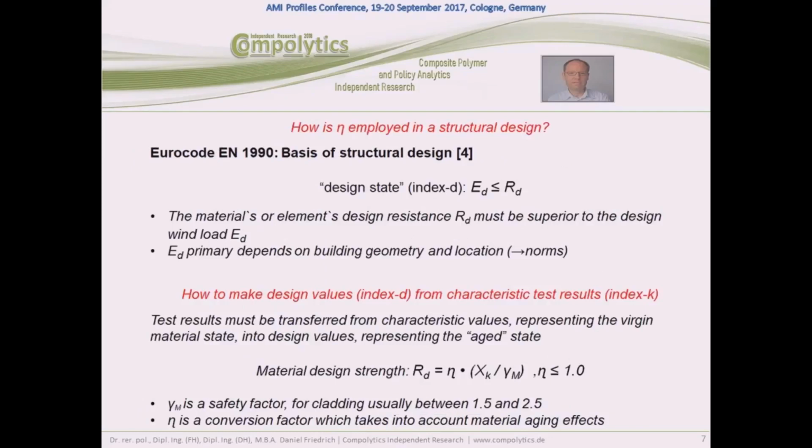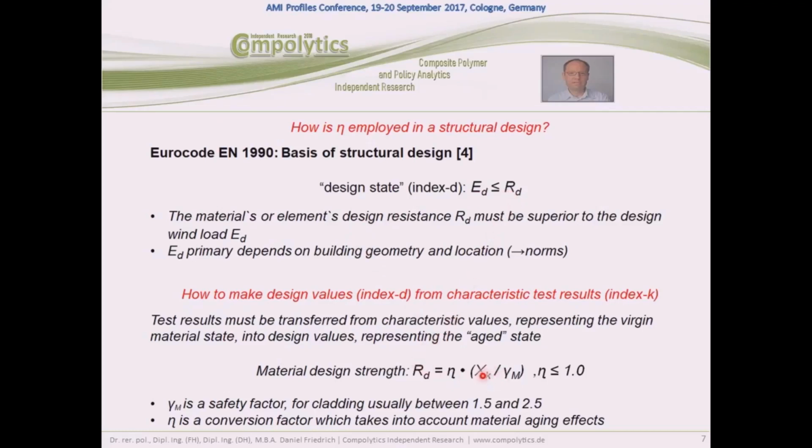So we need this nu factor for transferring a resistance value from the characteristic state, which is indexed with K, to a design state indexed with D. And the proof is done when showing that the resistance value of such a facade section is slightly more than the expected impact from wind, and both are in the design state. But how do we get to this resistance design state?